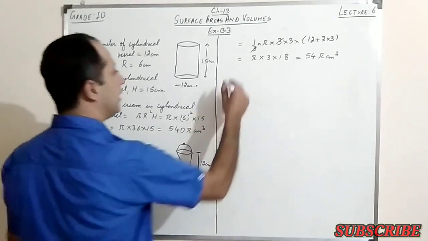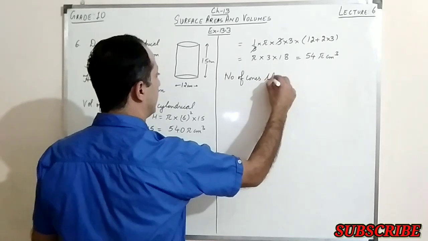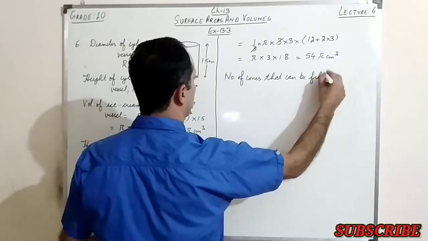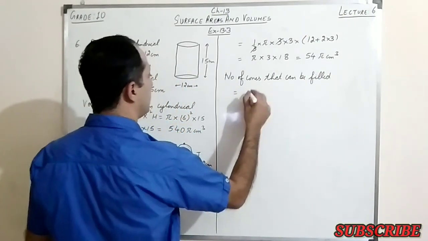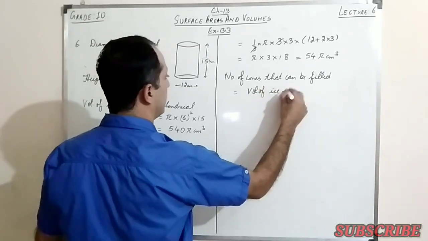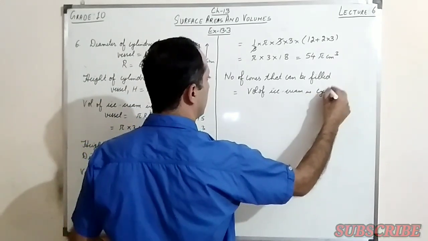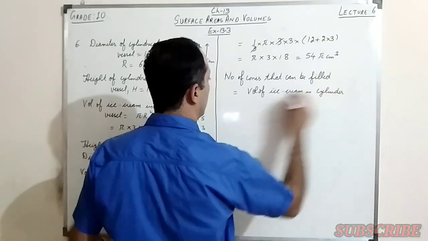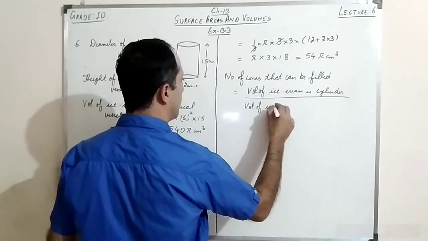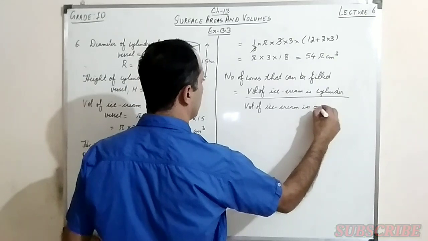So now the number of cones that can be filled is equal to volume of ice cream in cylinder divided by volume of ice cream in one cone.